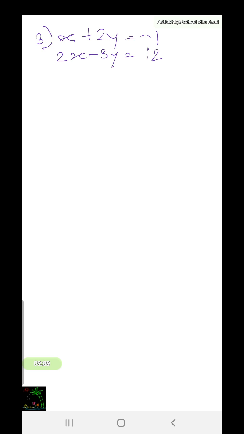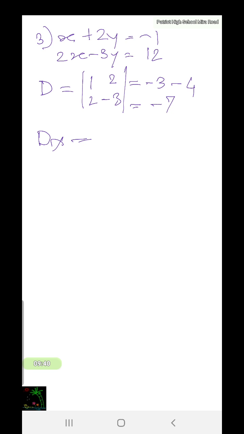Third example, x plus 2y is equal to minus 1. 2x minus 3y is equal to 12. So how do we find D? Determinant D is equal to the first two columns 1, 2 and 2, minus 3. Cross multiplying, we have 1 into minus 3 is minus 3 minus of 2 into 2 is 4. This is equal to minus 7. Dx, for calculating Dx, we bring the third column to the first column place. It will be minus 1 and this is 12.